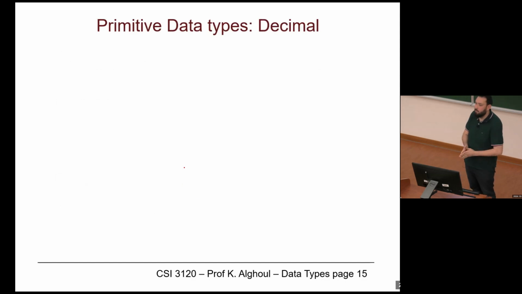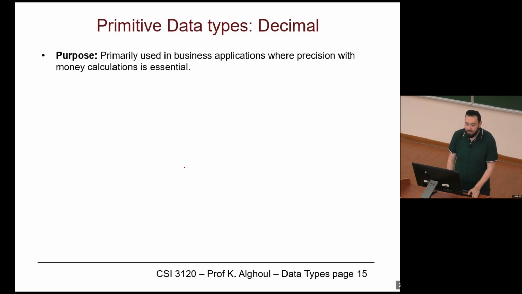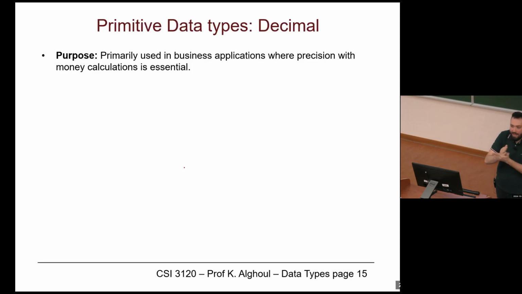Now, if I move to the decimal, what is a decimal? It's similar to the float, but why can't we just use a float? Have you ever thought about it? Not all the languages, by the way, support decimal, right? What is the difference between decimal and float, Samuel? Sure, but is this one fixed point or is it something different? It's very close. Primarily used in business applications where precision with money calculation is essential because we want something that's so accurate.